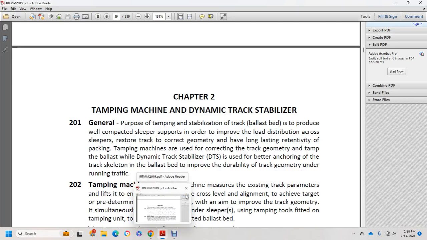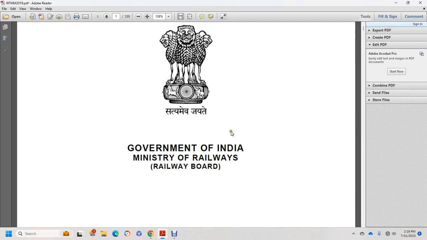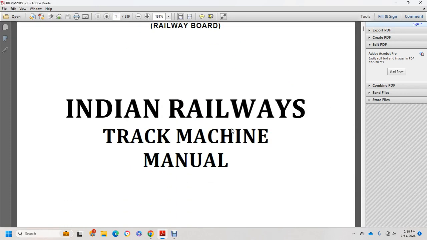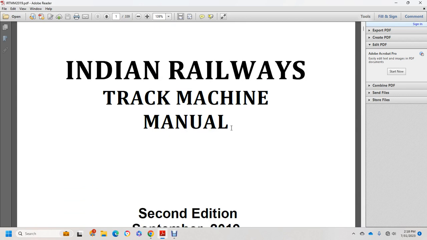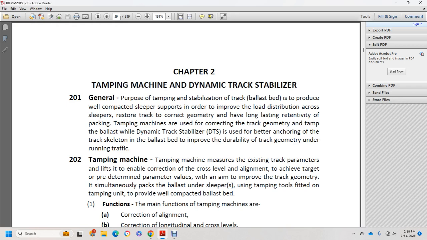Alright, Chapter 2, Tamping Machine and Dynamic Track Stabilizer, our DTS. Government of India, Ministry of Railways, Railway Board, Indian Railway Track Machine Manual, 2nd edition, September 2019. Alright, Chapter 2, Tamping Machine and Dynamic Track Stabilizers.